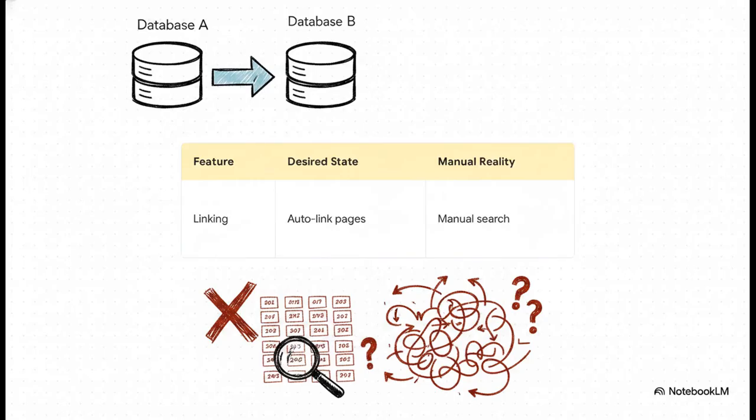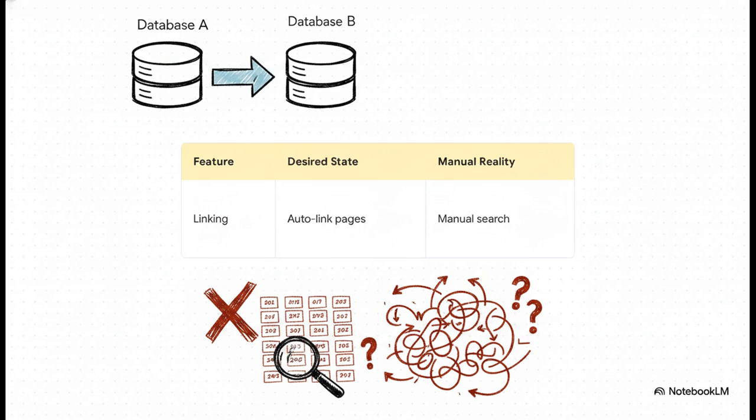Let's actually look a bit closer at that final roadblock, dynamic linking, because this is a specific frustration echoed super loudly by the community. You want an automation to say, hey, when a page with date X is created in database A, automatically link it to the page with date X in database B. The logic is so simple, right?